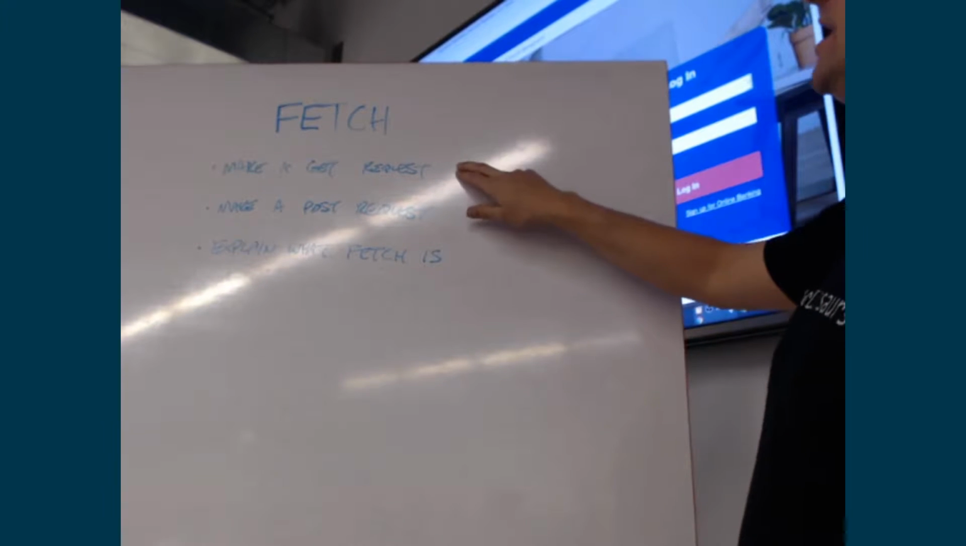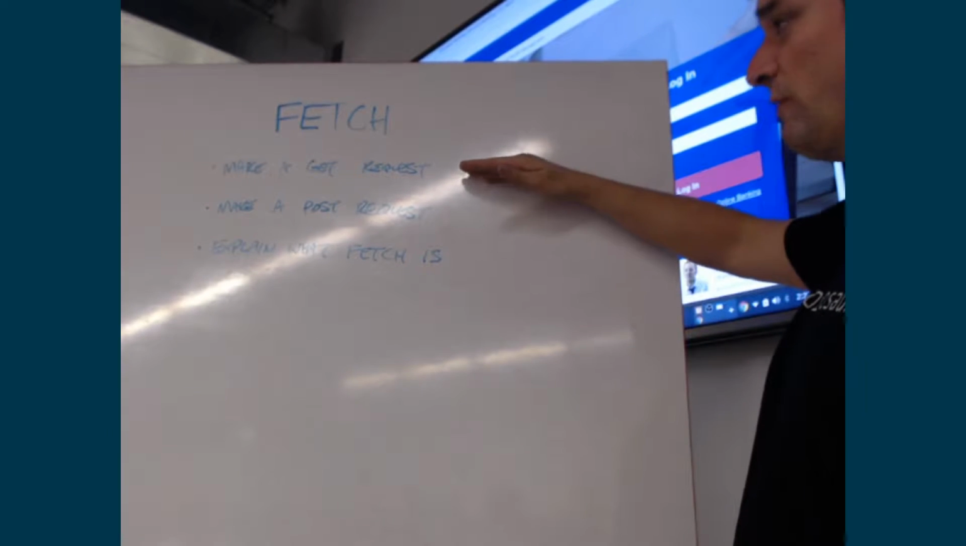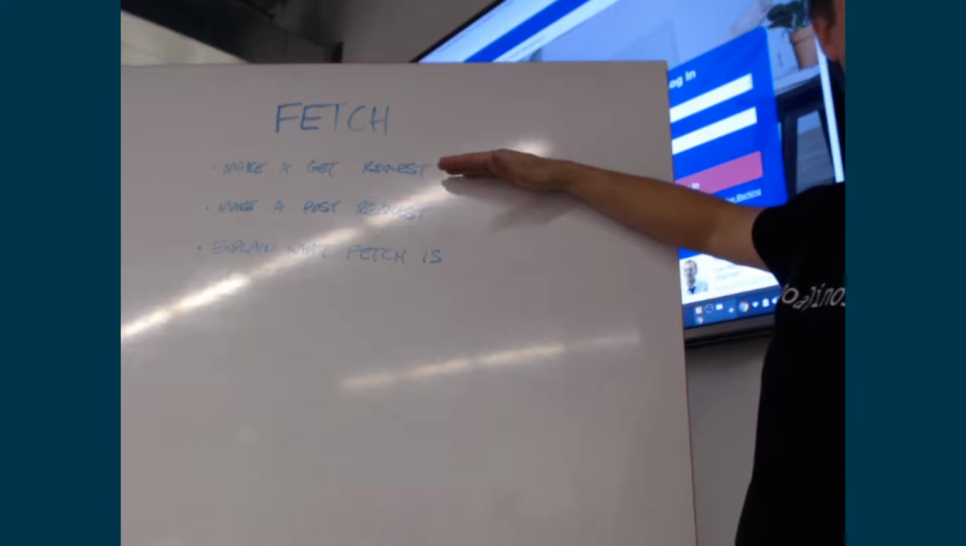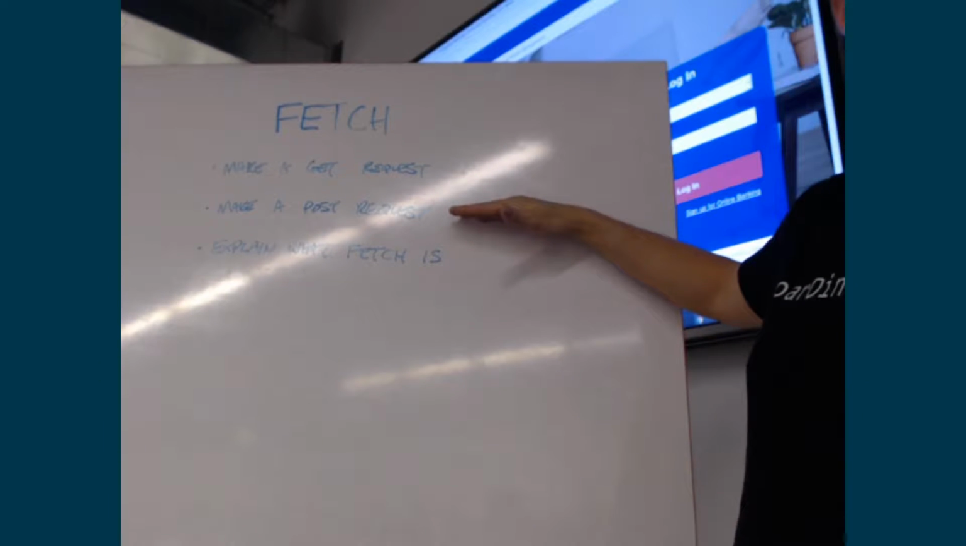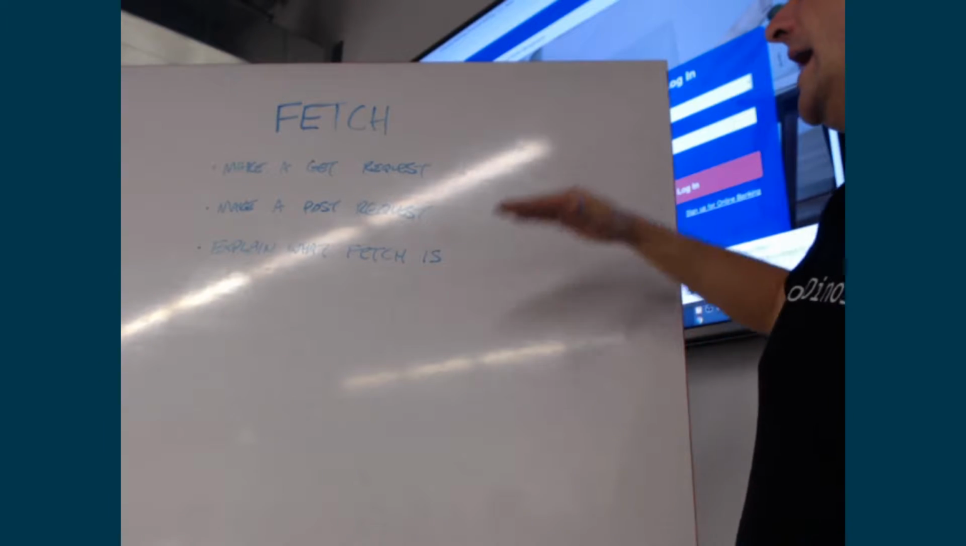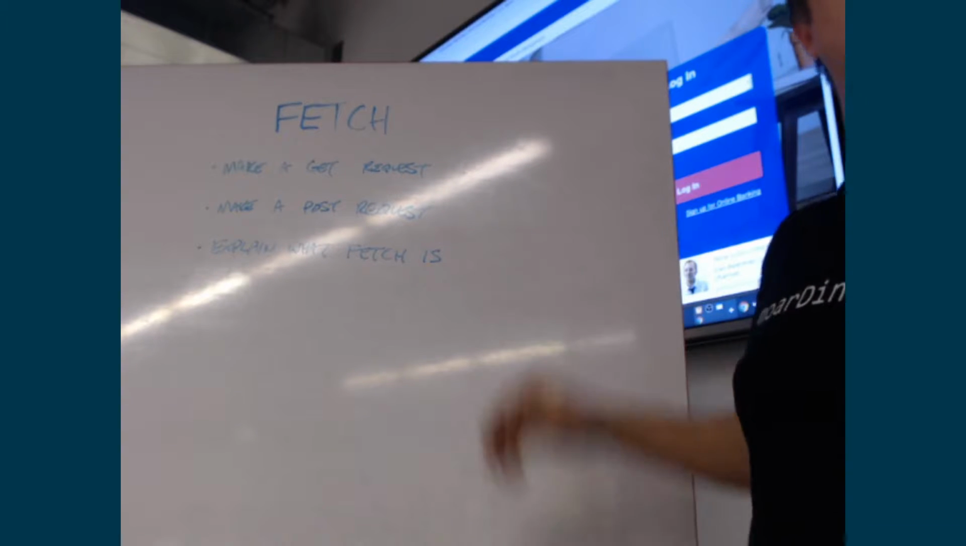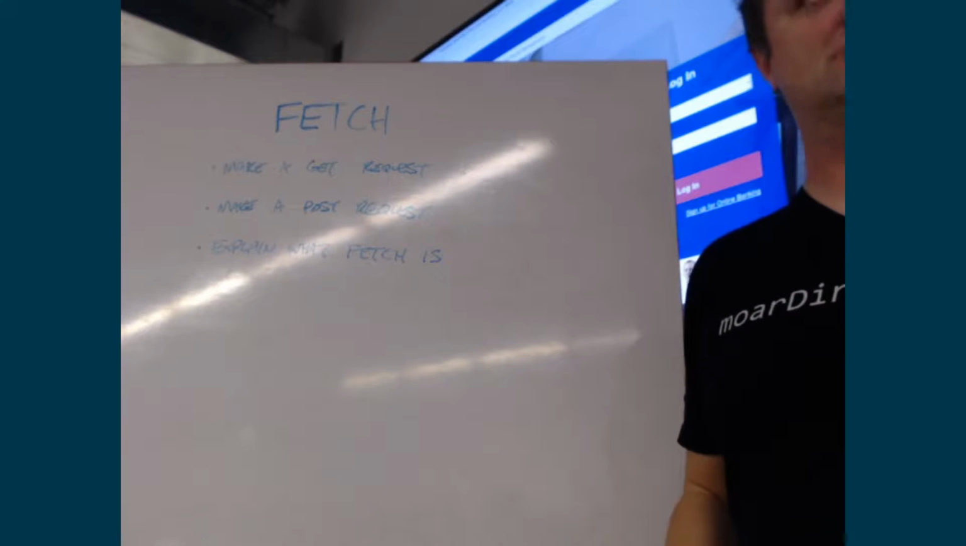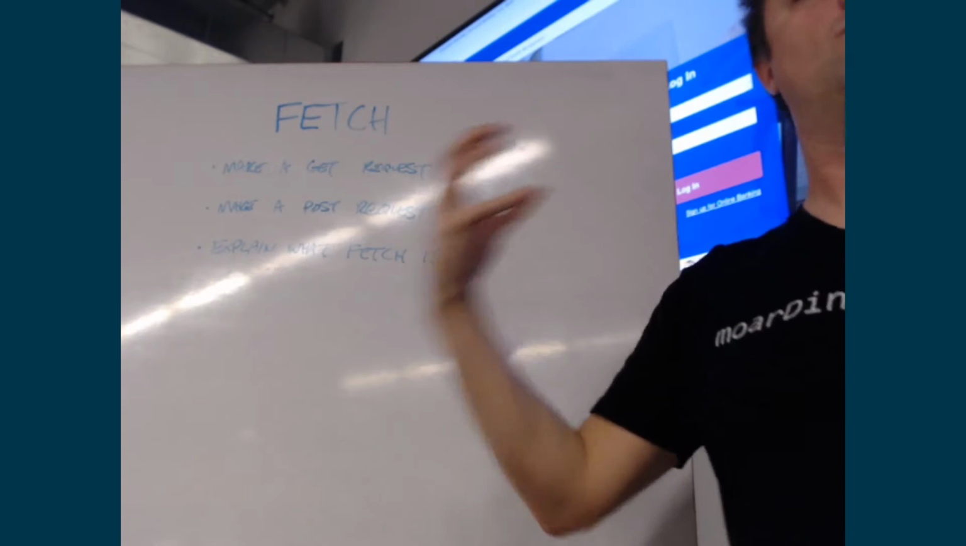So let's talk about our objectives. We want to learn how to do that with a GET request. We want to learn how to do that with a POST request. It's a little bit different. And then once we've done these things, we want to talk about some of the stuff we just talked about and be able to explain what fetch is.